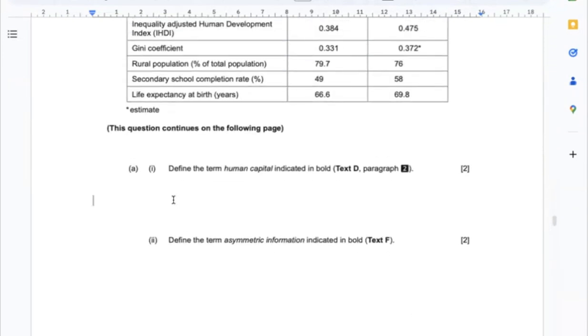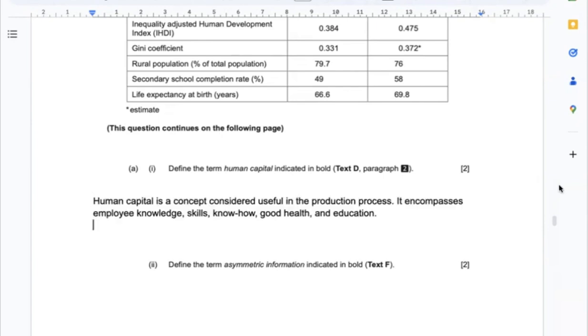Question A1. Define the term human capital indicated in bold in the text. Human capital is a concept considered useful in the production process. It encompasses employee knowledge, skills, know-how, good health, and education.